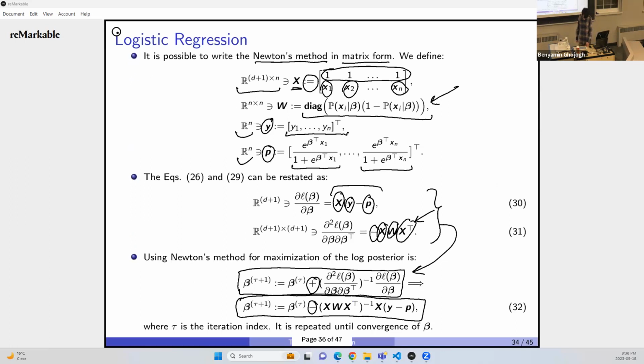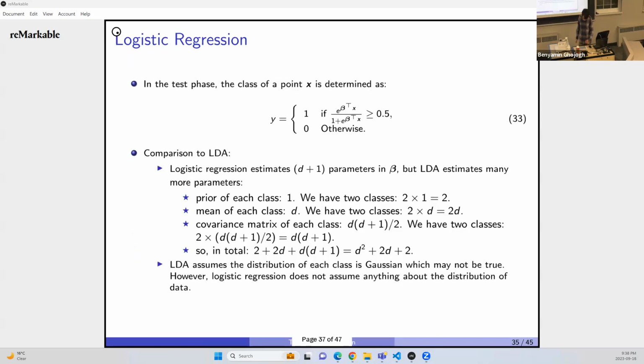So where are we? Okay. Yeah, this is in the test phase that I explained to you. We put it in the posterior of one of the classes to see its value.